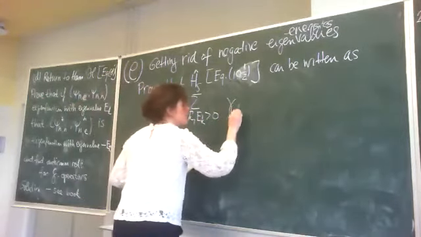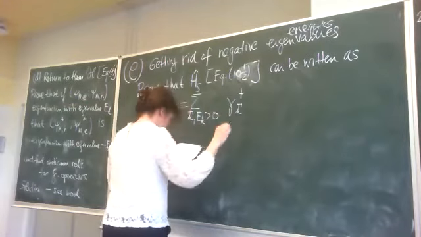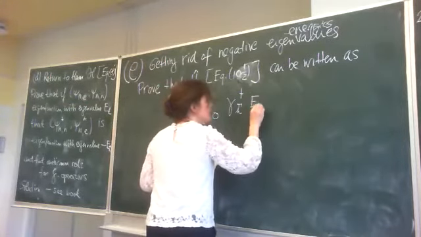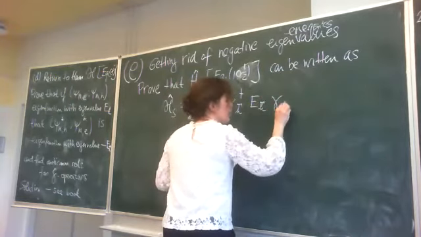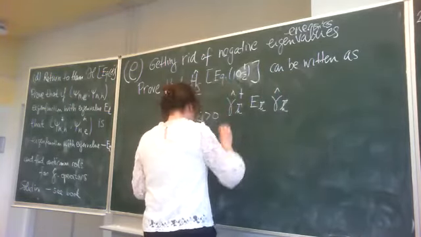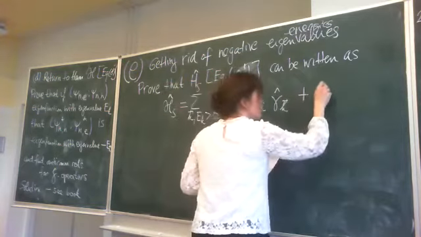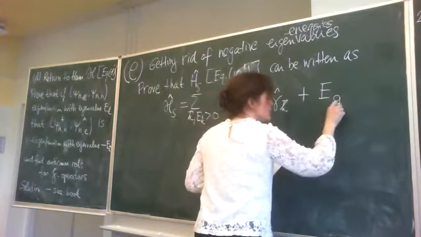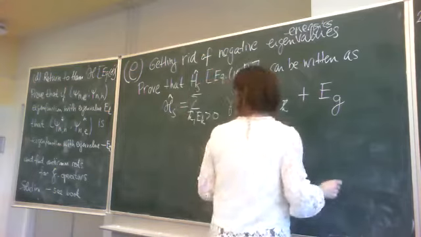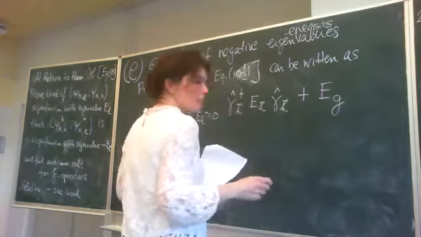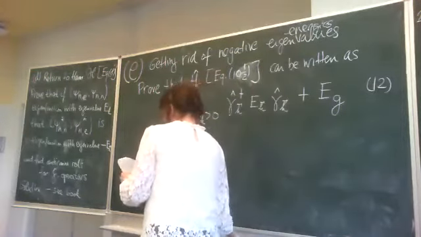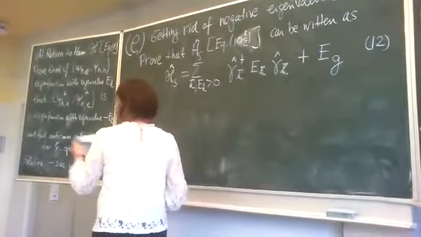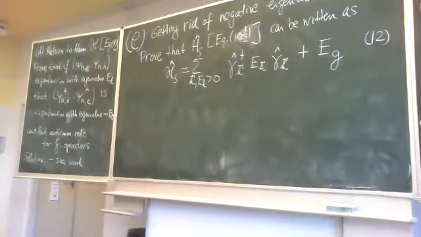And I have the gamma_k dagger, E_k, gamma_k operators, plus another constant. It's not E0, it's a different one. Let's call it E_G. Equation 12. And guess what? We have to find an expression for E_G.